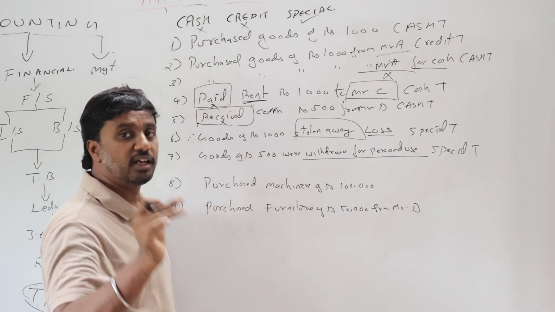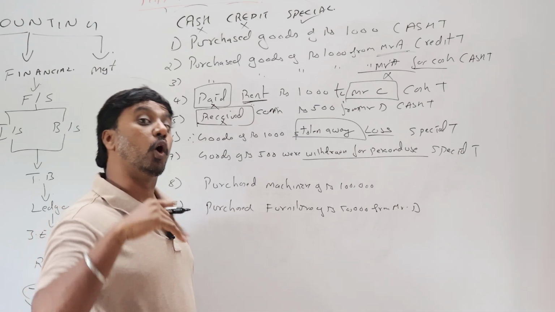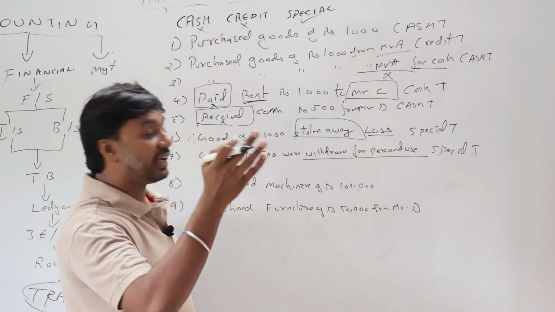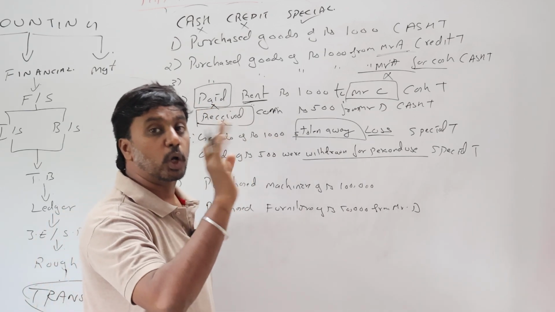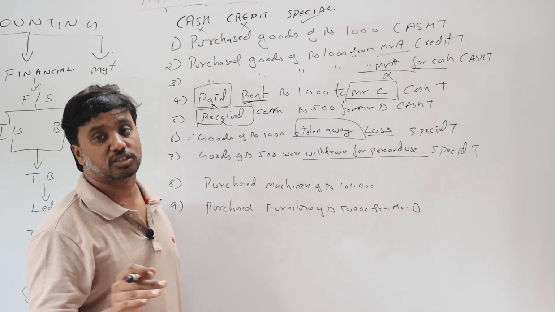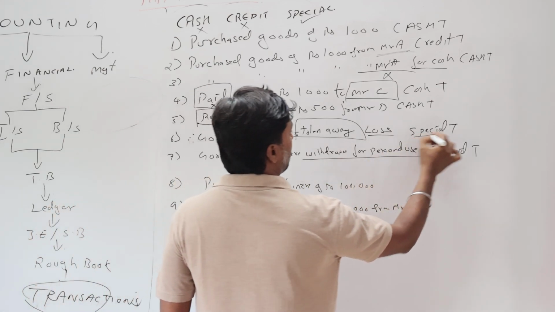Understand the three parts: cash transaction, credit transaction and special transaction. In a cash transaction, cash comes or goes immediately. In a credit transaction, it will come or go at a later stage. And in a special transaction, neither will it come today nor tomorrow, but it is definitely a loss for us, so we record it in the books of accounts as what? Special transaction.